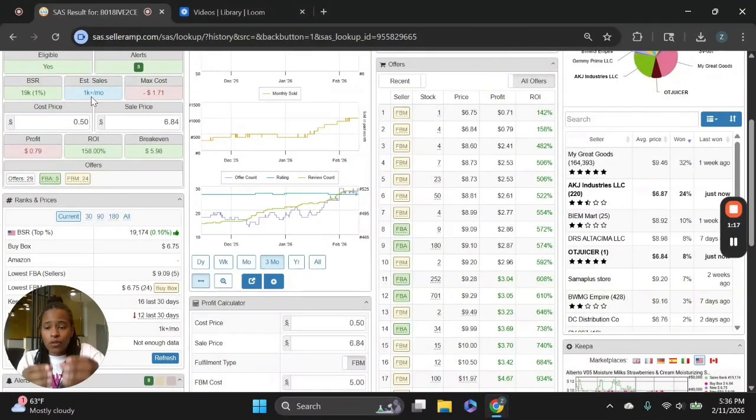Estimated sales per month. So for this product, it sells over 1,000 times per month. If you're a new seller, the minimum you should be looking at for estimated sales per month is 50. So this is just an estimate of how many times it sells per month.